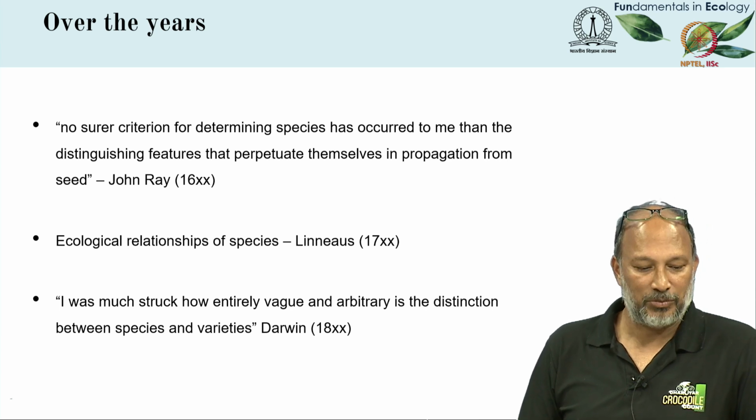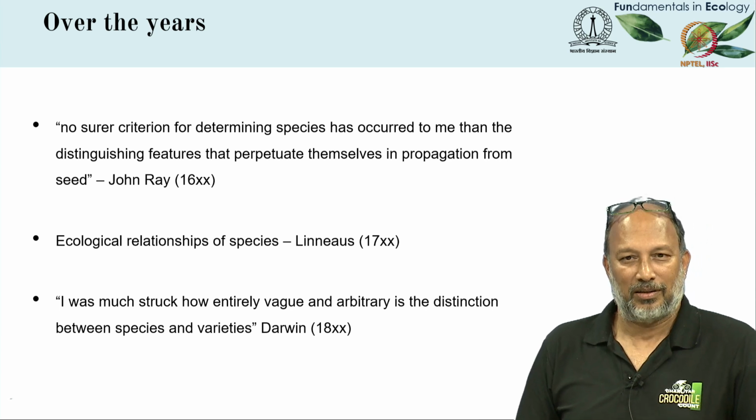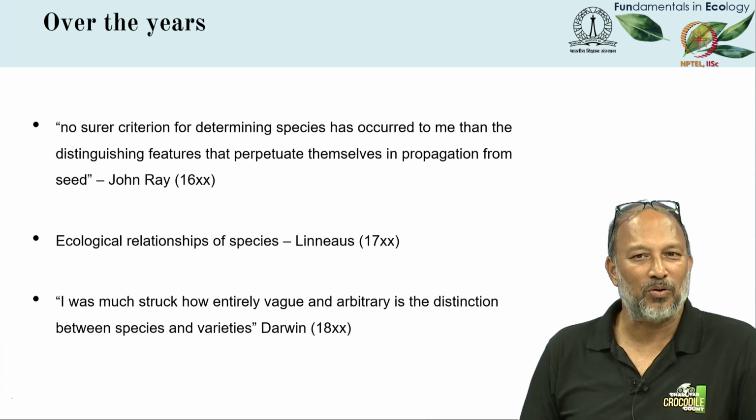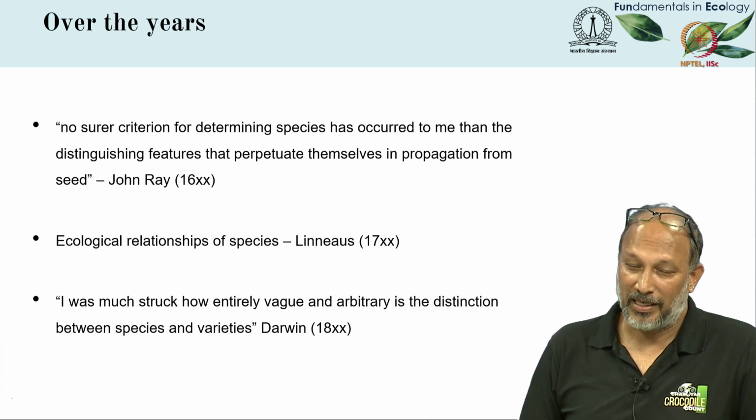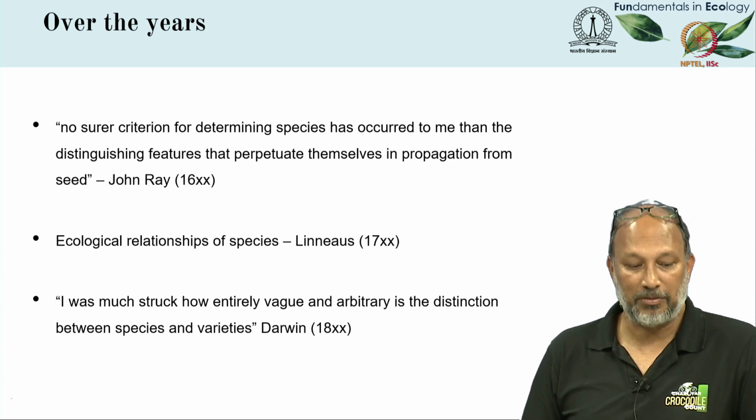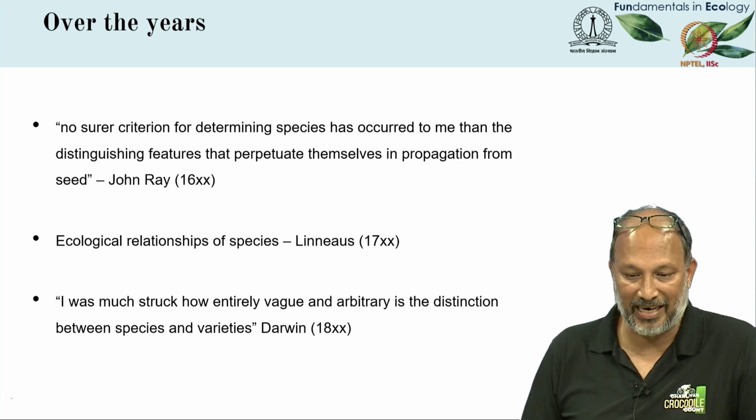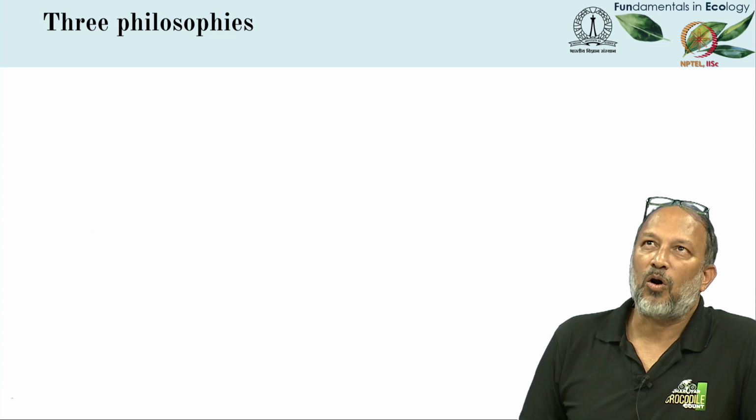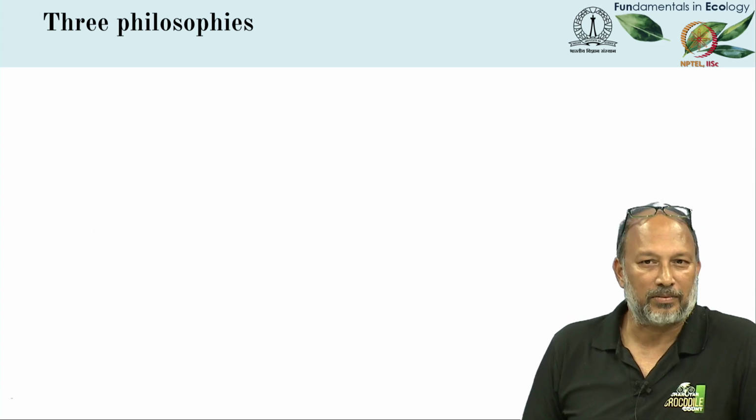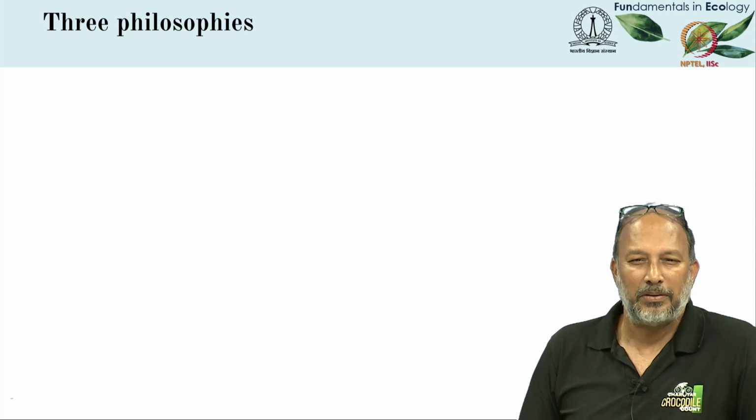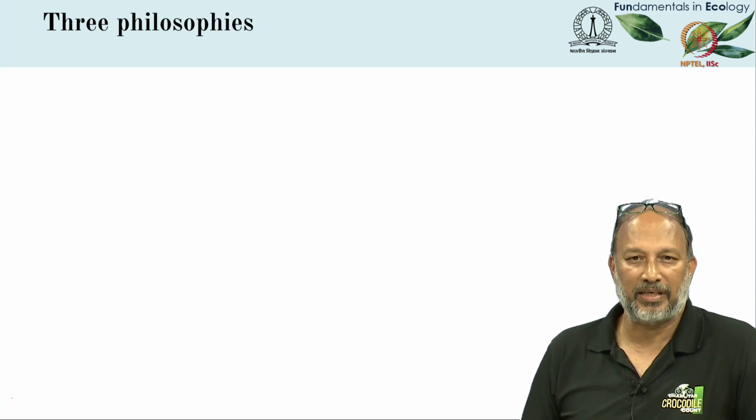On the other hand, Darwin himself was not very certain of how important the designation or the category of species was. He said, "I was very much struck how entirely vague and arbitrary is the distinction between species and varieties." From all of their work and the work that contemporary scientists have done, one can classify three broad ways people think about species.